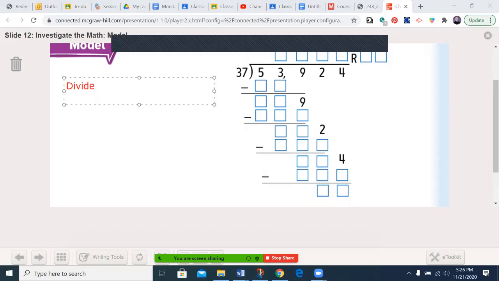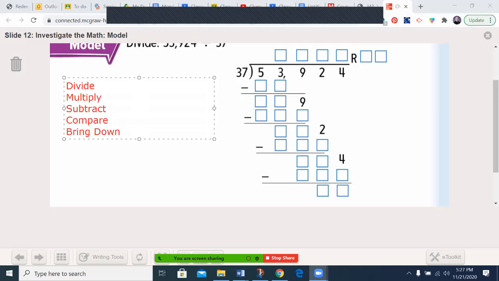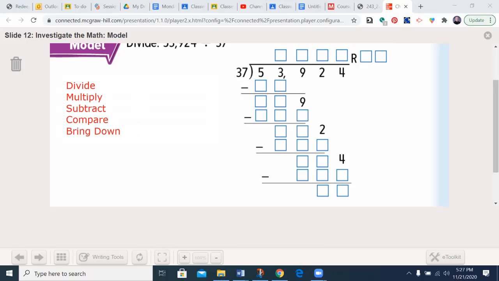As you recall, our steps are divide, multiply, subtract, compare or check, bring down. So I'm going to start by saying, how many times does 37 go into 53? Notice we never tried the 5 because a two-digit number is never going to go into a one-digit number. So we start at 53. And I can look and I say, well, this is close to 4 and this is close to 5. Let's start at 1. So that's my divide step.